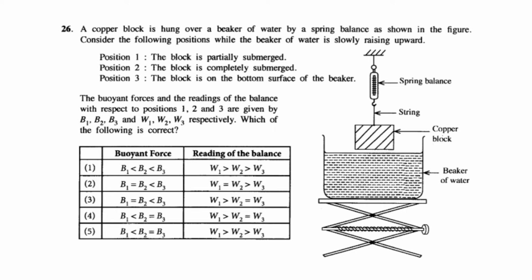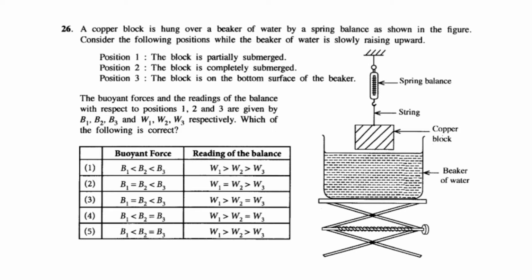When an object is submerged in a liquid, there is a buoyant force acting on the object. This buoyant force is given by V rho g. V is the volume of the liquid displaced by the object, rho is the density of the liquid, and g is gravitational acceleration.